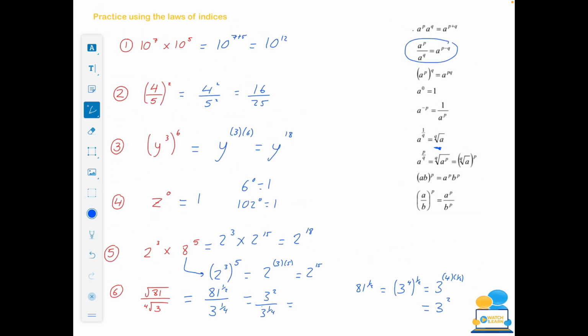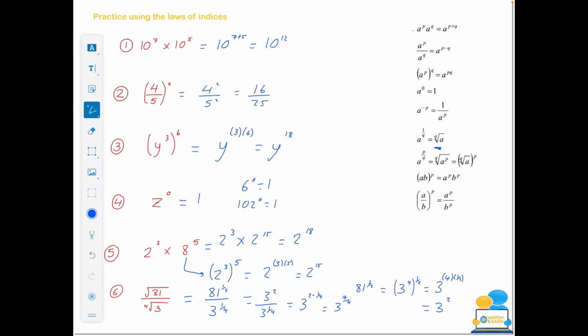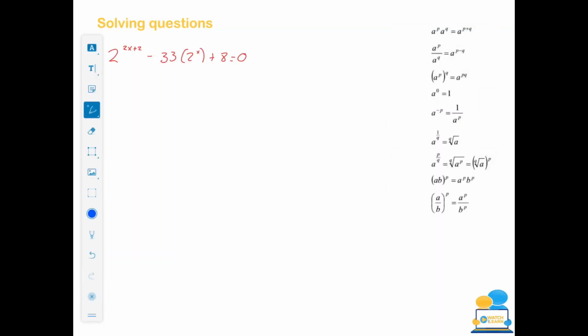Now my bases are the same, so I can subtract my powers. That's using this rule here. So that's the same as 3 to the power of 2 minus 1 quarter, which is 3 to the power of 7 over 4 as our final answer. So that's just some practice using the rules, knowing where to find them. Just be careful with example 5 and 6. It's really important that when you're applying the rules, it matches up exactly with the rule. The bases have to be the same is kind of the key point for this section.